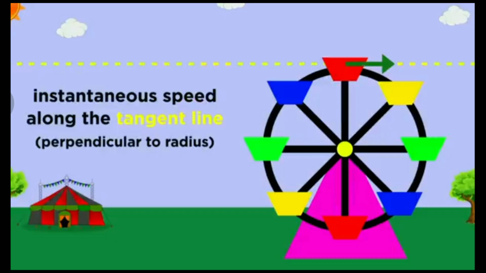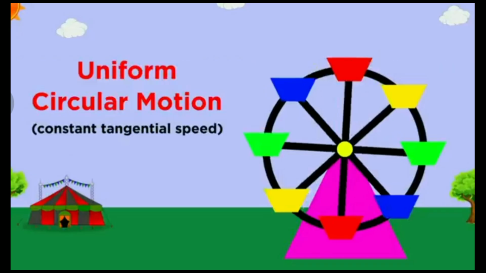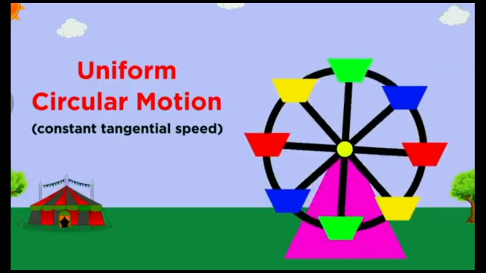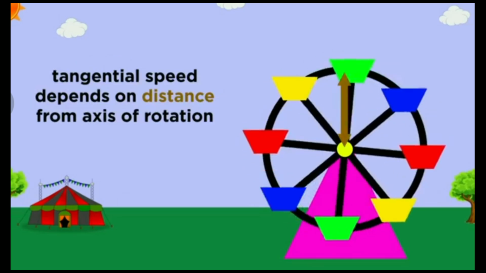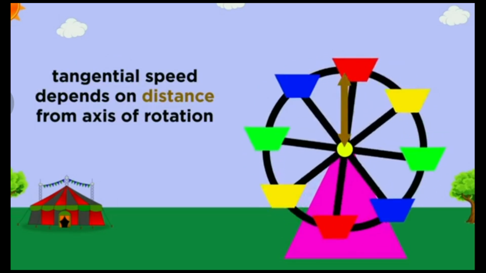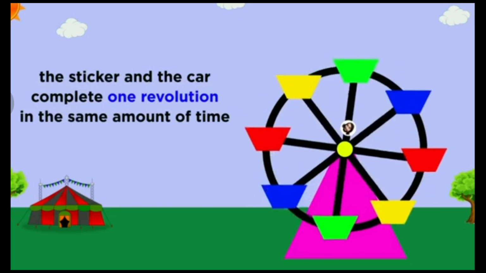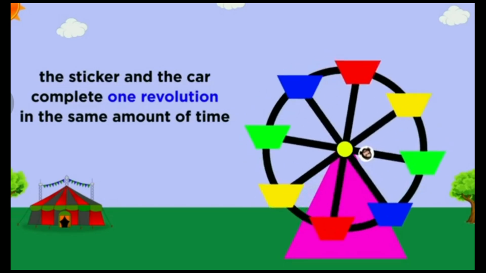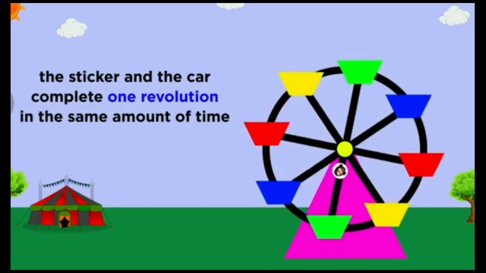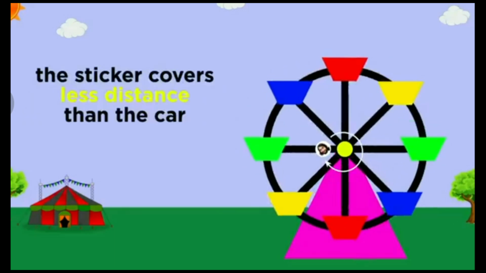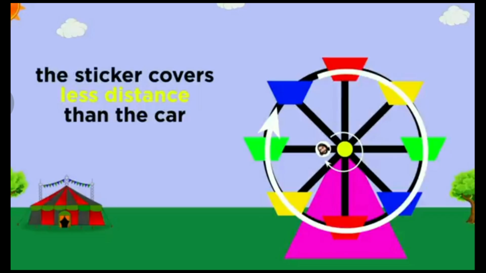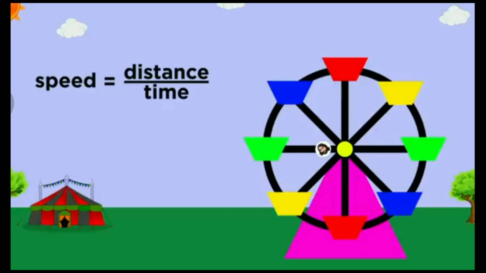To describe the speed of the car, it is common to discuss the tangential speed, because the inertia of an object causes it to try to maintain a straight line path. This is the speed of the car along the tangent line at the particular instant. If this tangential speed is constant, we call this uniform circular motion. This tangential speed will depend on the distance of the car from the axis of rotation.